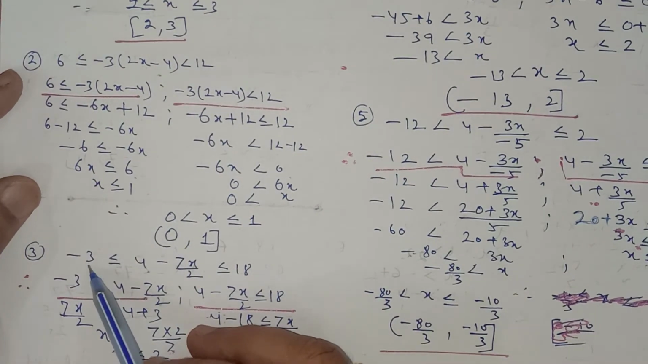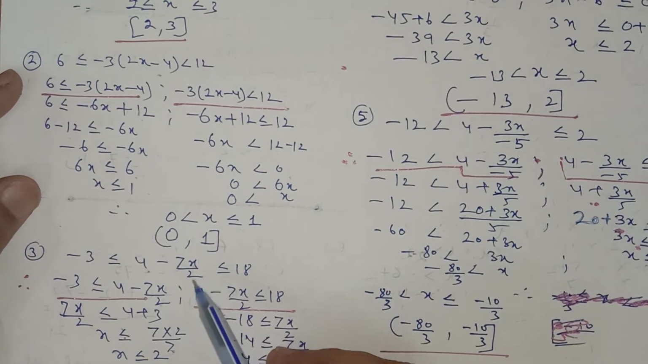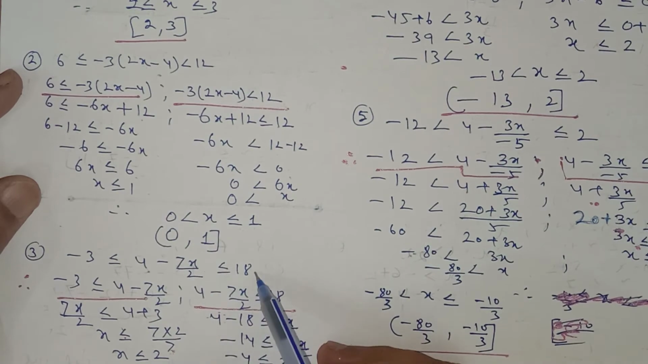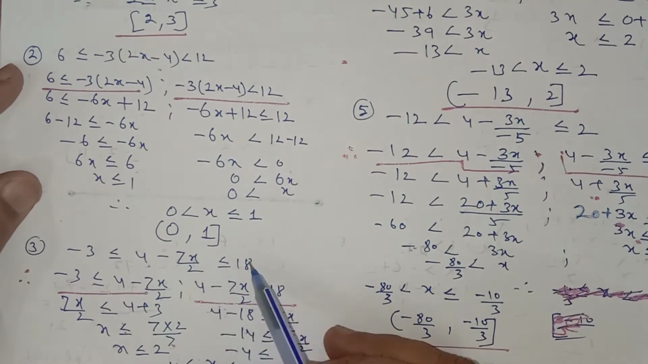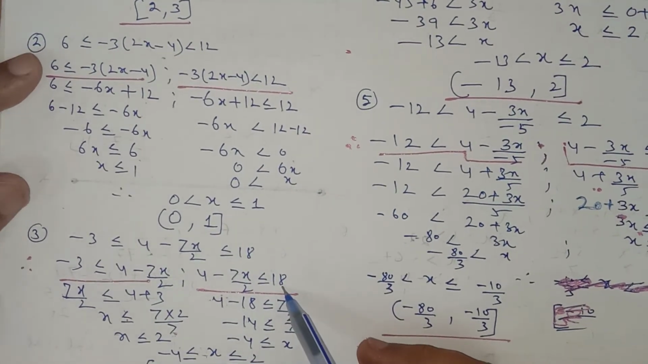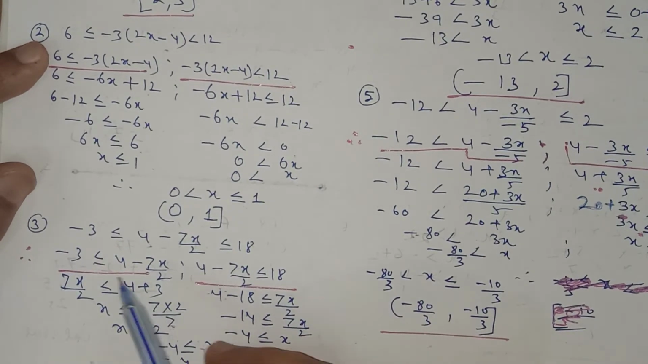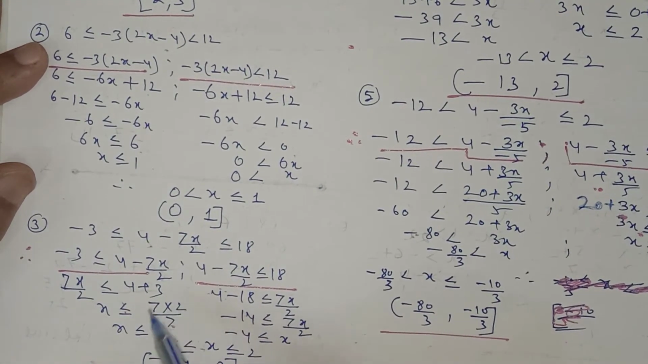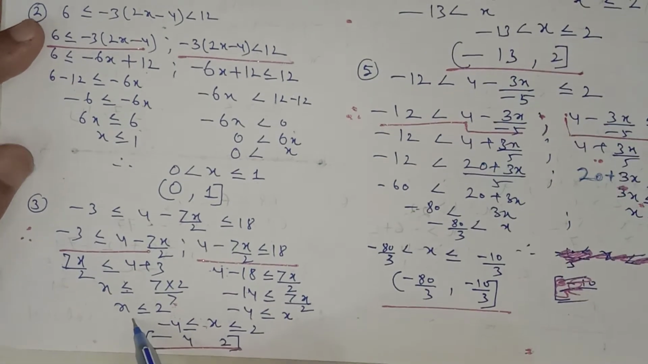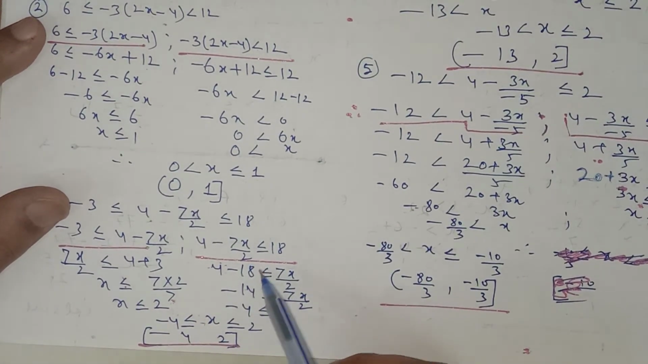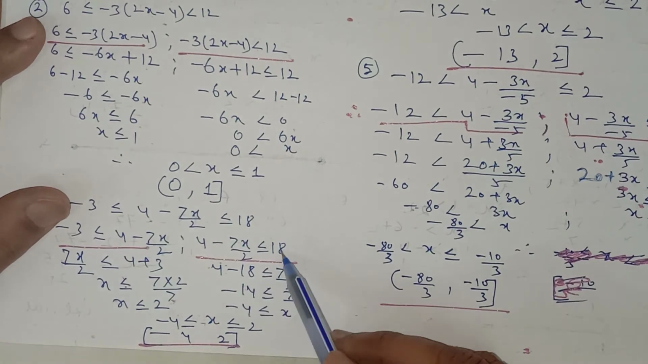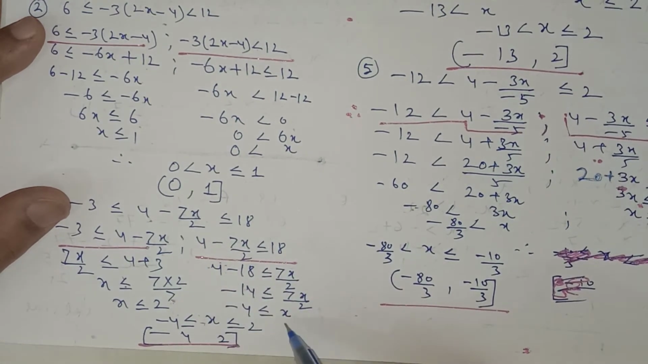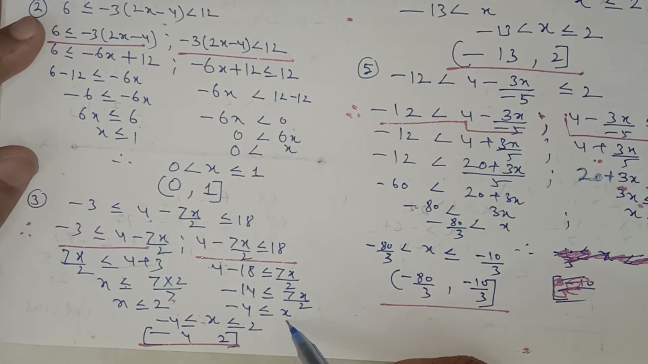Again we have this, minus 3 less than equal to 4 minus 7x upon 2, and 4 minus 7x upon 2 is less than equal to 18. Separate them as two inequations, solve them individually. So I have taken this to the left hand side and 3 minus 3 to the right hand side, and solving it I am getting x as less than equal to 2. Here also I have taken minus 7x to the right hand side and 18 to the left hand side, and on solving I am getting x is greater than equal to minus 4.